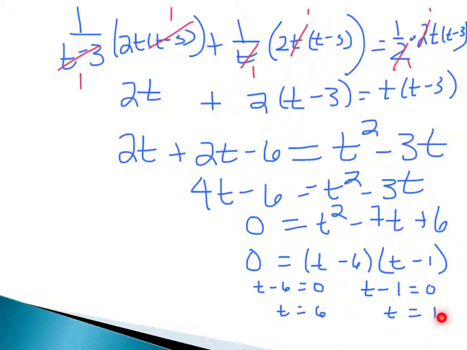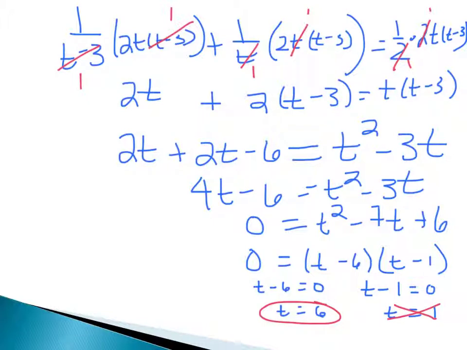And now we have to decide whether we get to keep both of these or only one of them. If you remember, Peyton can do the job in 3 hours less than Eli. If t is how long it takes Eli to do it, we can't have 1 minus 3, which is negative 2. Peyton can't do the job in negative 2 hours, or it's done like 2 hours ago. So this one has to get thrown out, and instead we just keep t equals 6.